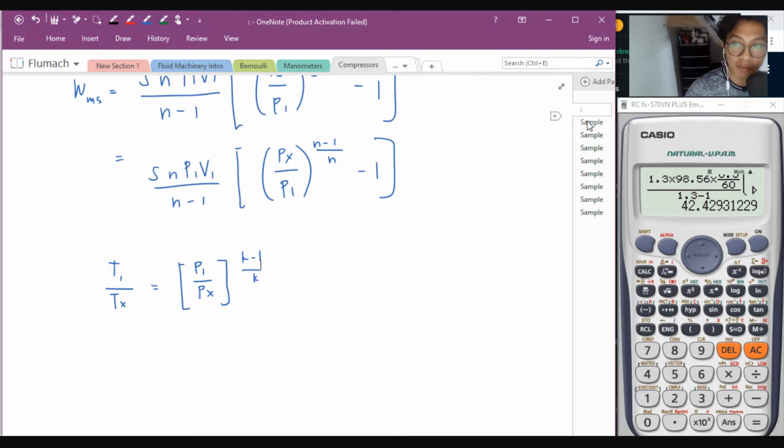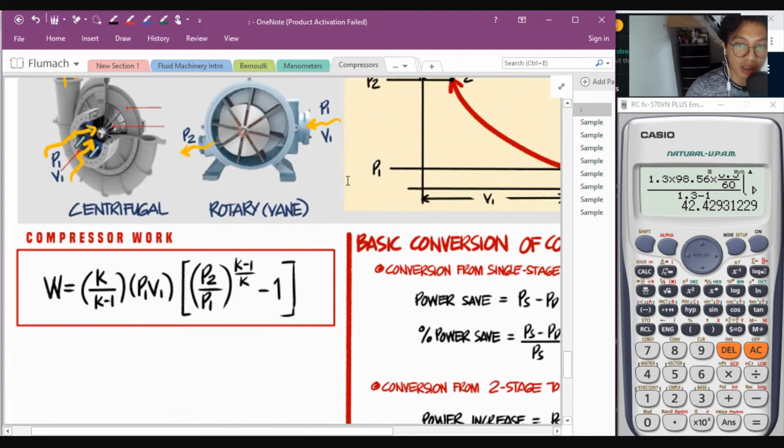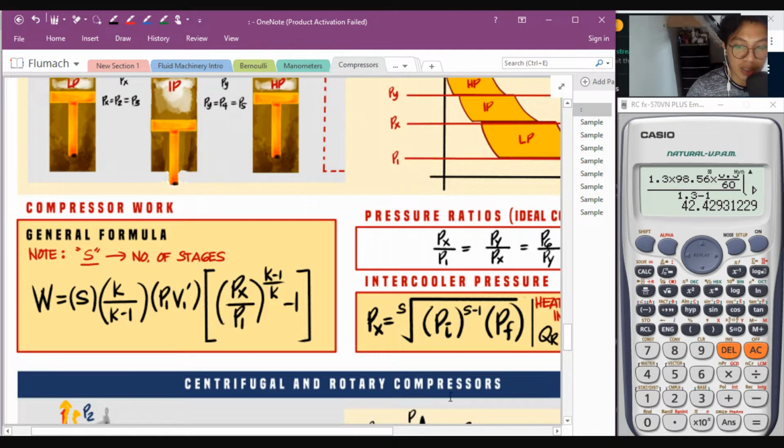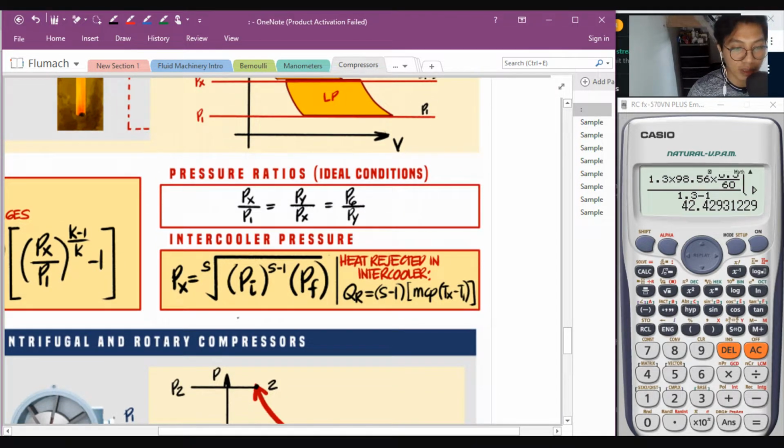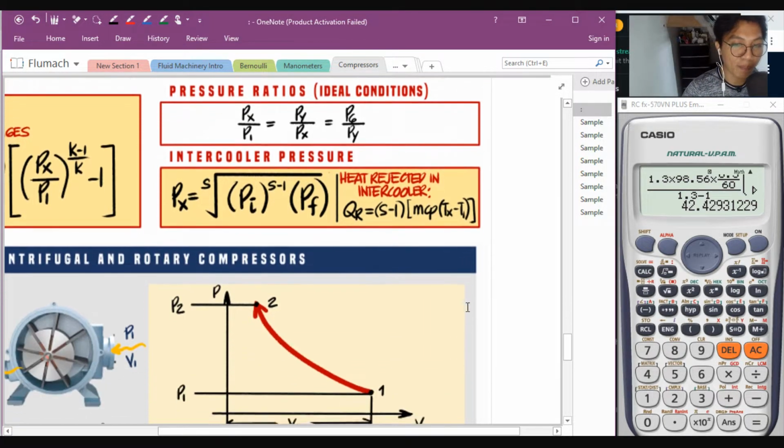What is the general formula for Px? Okay, what is Px? That is the intercooler pressure. The intercooler pressure is equal to the root of the number of stages. What is the root of? The initial pressure Pi, raised to the number of stages minus 1, multiplied by the final pressure. Okay? That is the final pressure.